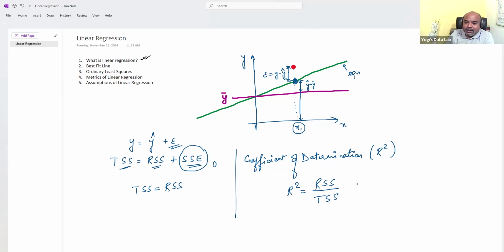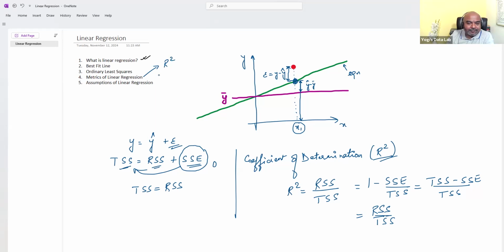R square is the coefficient of determination. And this can also be written as 1 minus SSE divided by TSS, which if you solve, is nothing but TSS minus SSE divided by TSS. And we know that TSS minus SSE is nothing but RSS, so it is RSS by TSS. So this is one important metric that we talked of, which is known as R square. R square tells you the quality of a model, about how much variation you have been able to explain in the data with your model.